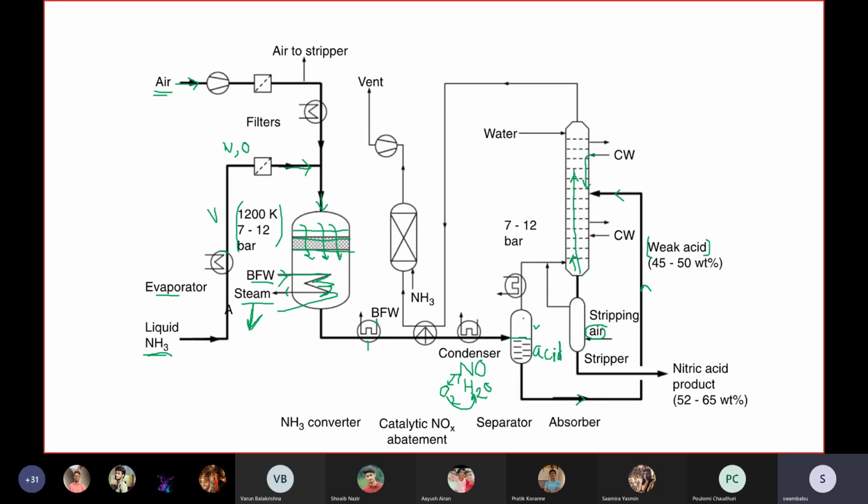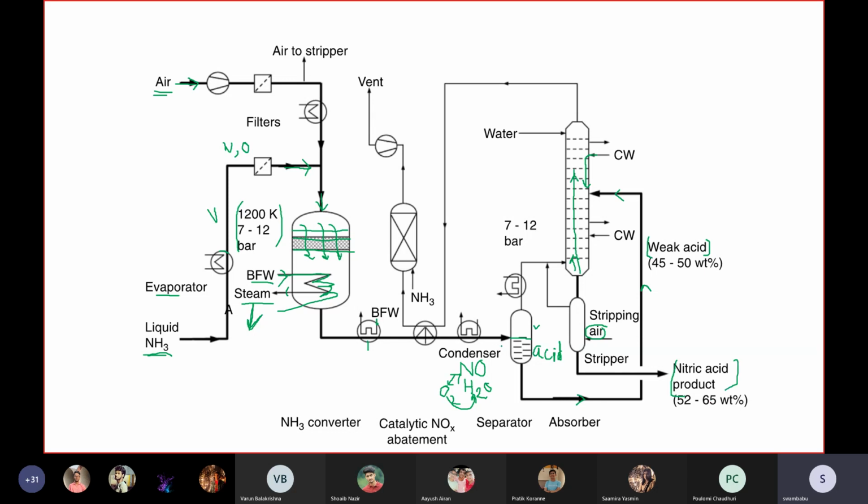And gases will be there. So you will have a weak acid, and gases will be introduced into this absorption column, and air is introduced. Whatever remaining nitric oxide gases are there will be oxidized with the help of air here, and there will be a complete conversion to NO2. The NO2 reacts with water which is coming down in this absorption column and forms the nitric acid. That way you will get the nitric acid.